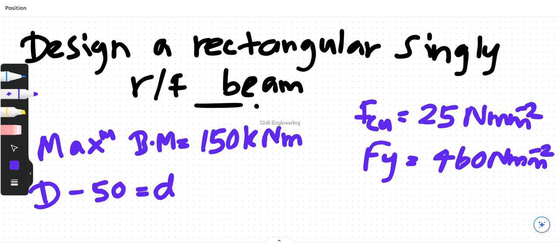Hello everyone. In this video, I am going to discuss how to design a rectangular single reinforced beam section. Here, these are the data we have. The concrete strength is 25 Newton per square millimeters, and the strength of the steel is 460 newtons per square millimeters, and the maximum bending moment the beam should withstand is 150 kilonewton meters.